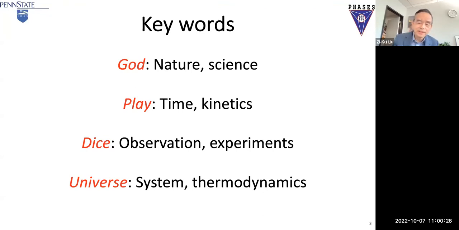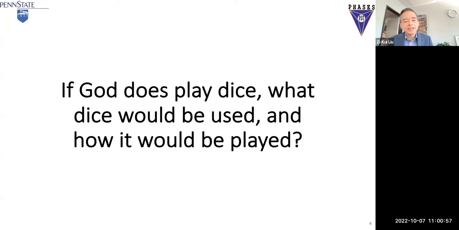Now you put what Einstein said at that time: we study science, we do thermodynamics, we do kinetics, we do experiments. That's basically the idea. It's really the theme which I'm trying to present today. I know that there are many students here. I hope this can inspire students to think broadly about science, with materials as one of the key components of science. So the question is, if God does play dice, what dice would be used, and how will it be played? Let's keep that question in mind and see how it evolves.